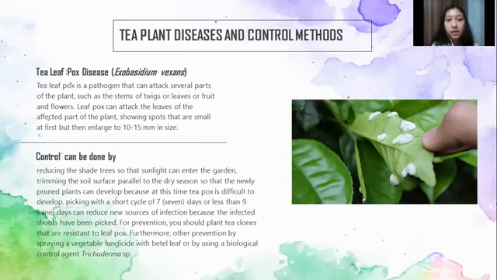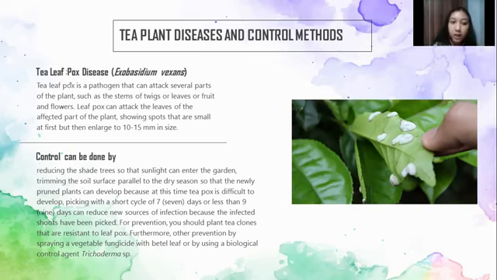The next is tea plant disease and control methods. First, the Leafpox disease, or Exobasidium vexans. Leafpox is a pathogen that can attack several parts of the plant, such as the stems or twigs, leaves, fruit, and flowers. Leafpox can attack the leaves, showing spots that are small at first, but then enlarge to 10 to 15 millimeters in size.